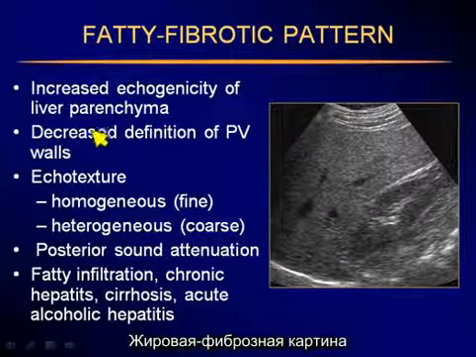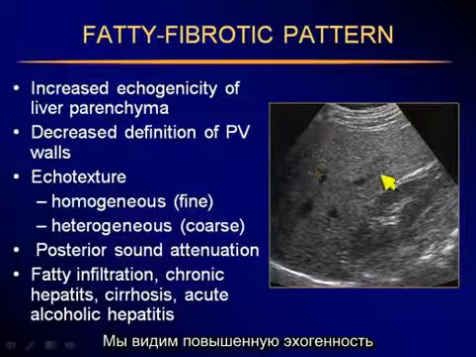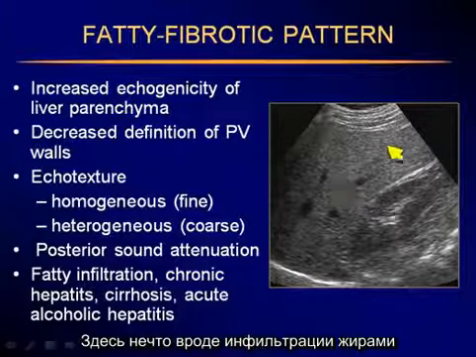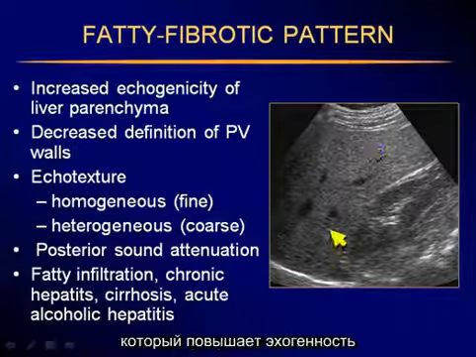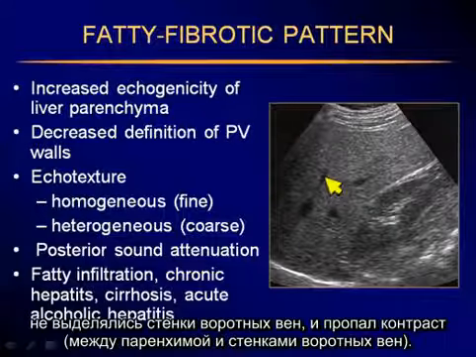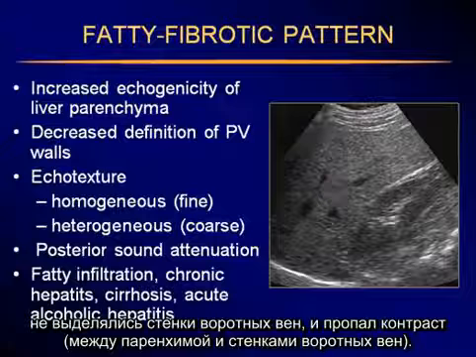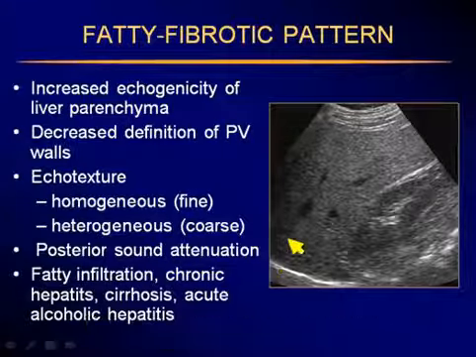The fatty fibrotic pattern is opposite. We have increased echogenicity of parenchyma. There's some kind of infiltration with fat or fibrosis going on in the liver, which increases the echogenicity high enough that it matches the portal vein walls, and the contrast is lost. Therefore, we do not see the echogenic portal vein walls.